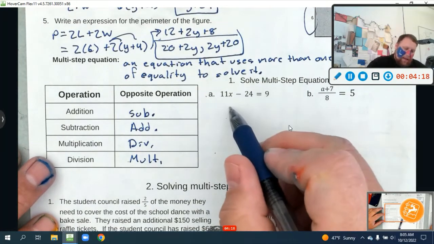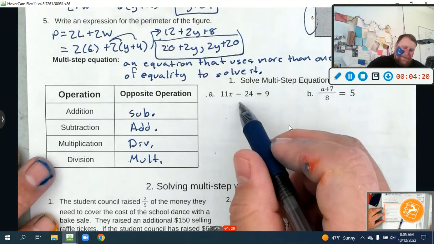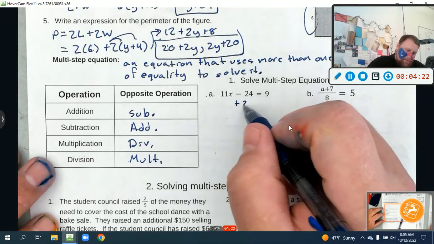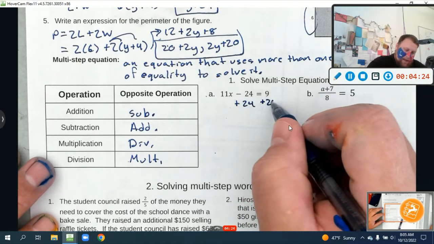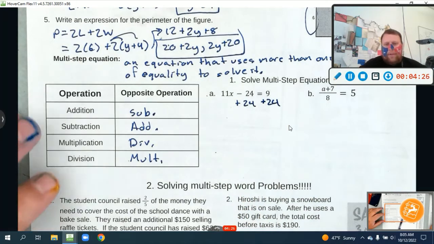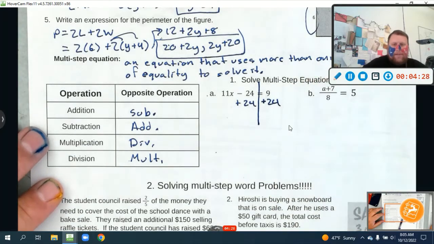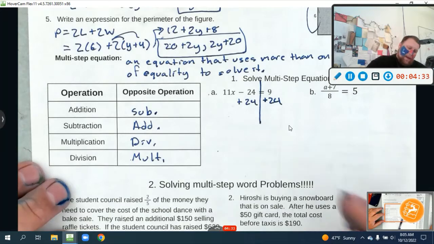So let's look at that. 11x minus 24 equals 9. What's the opposite of minus 24? Plus 24. And what we do to one side, we do to the other. By the way, when I talk about sides, sides are separated by an equal sign. Sometimes it helps people to draw that down, the equal sign, just to separate. And we'll go from there.